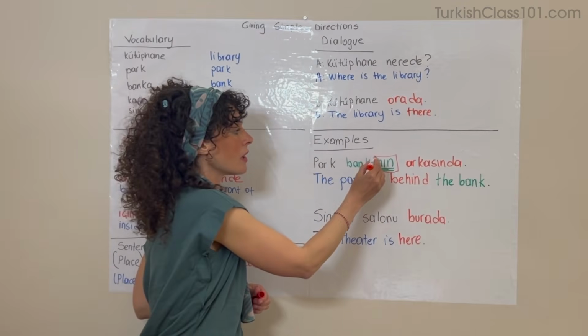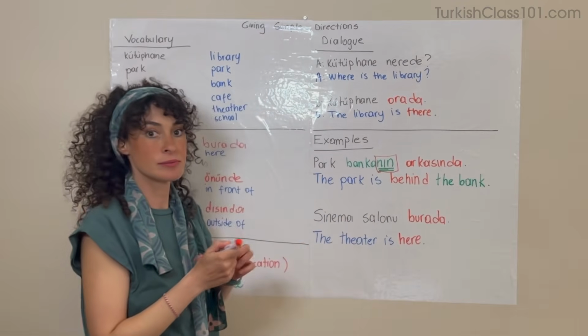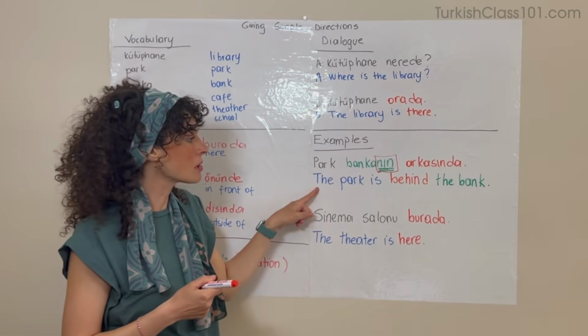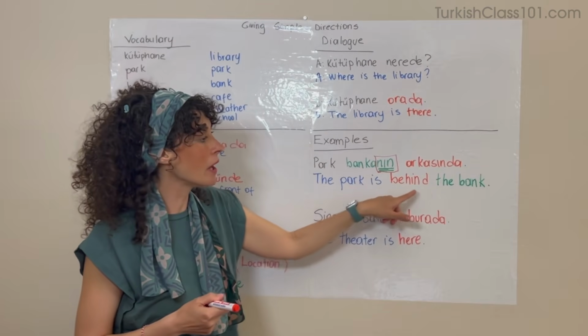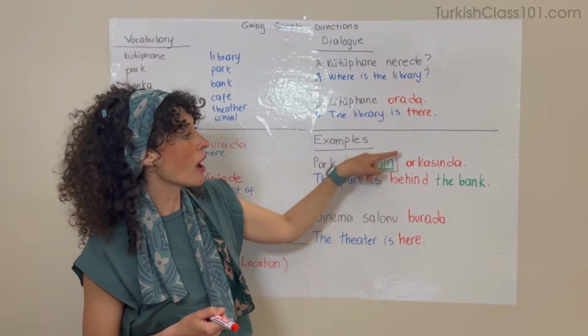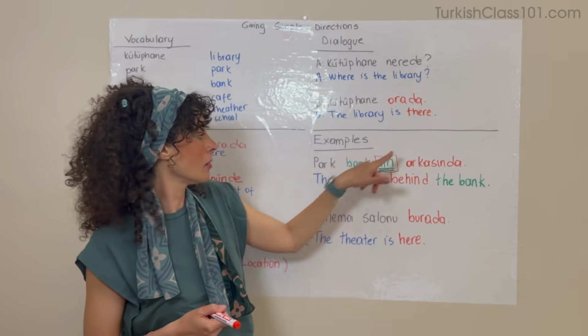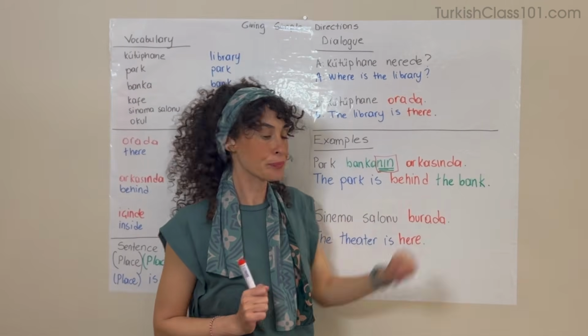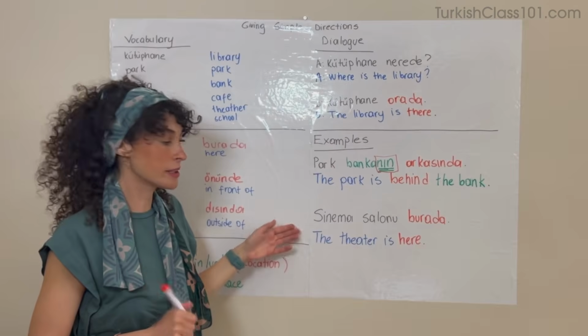Okay? Bankanın. The park is behind the bank. Behind, arkasında, banka, the bank.